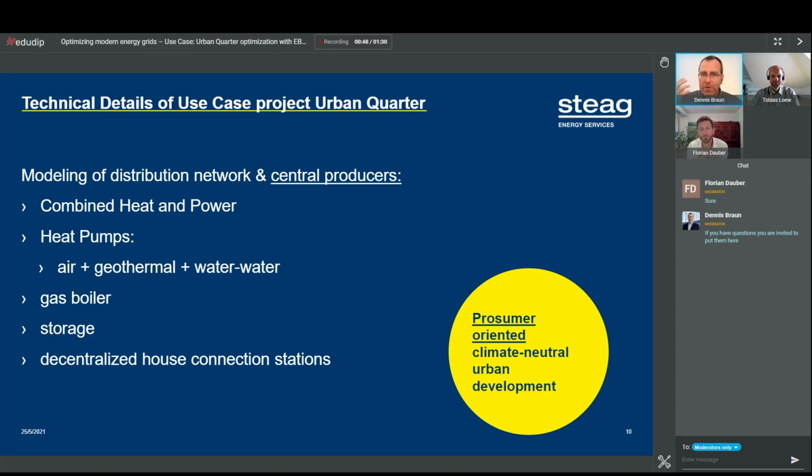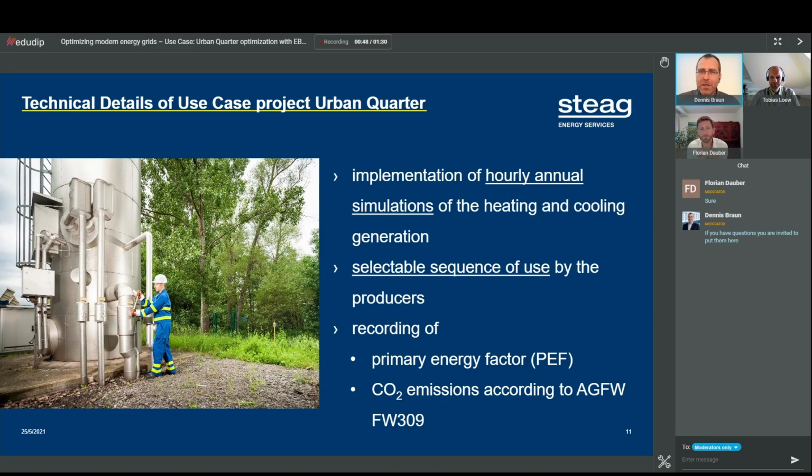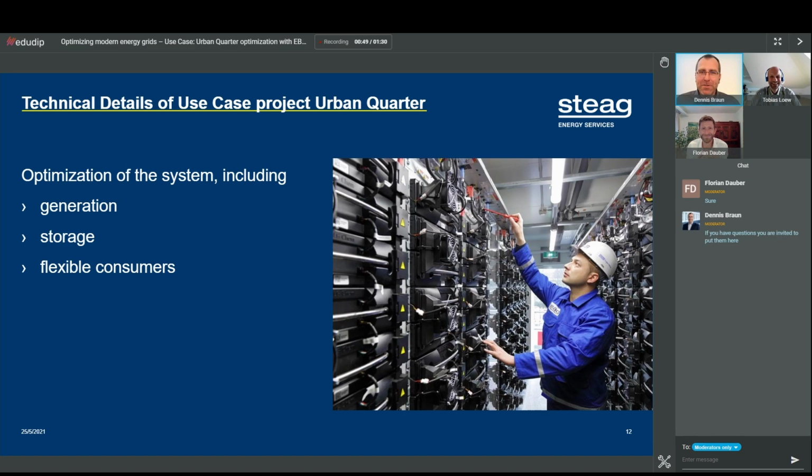And I think that is really where the whole development goes currently, that it's getting much more complicated than it was in the past. The goal was to have an hourly annual simulation. So every hour, one result, maybe like the time series that we saw from Tobias just now. They wanted a selectable sequence of use of the producers, and they wanted to record the primary energy factor and CO2 emissions according to the guideline. That sounds simple, but a lot of thinking is necessary to deliver that.